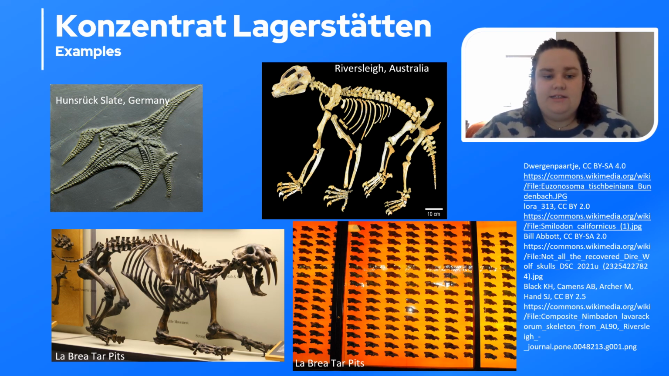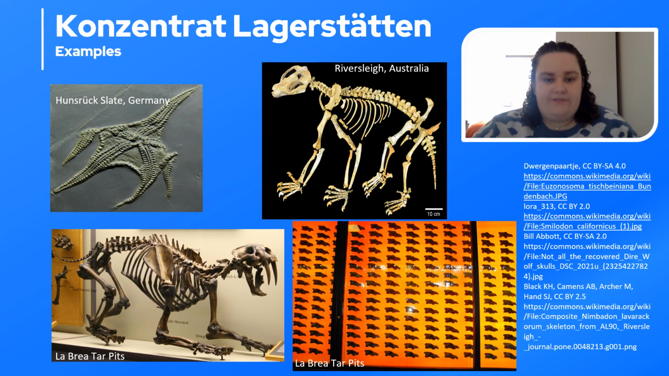So this includes the Hunsrück slate in Germany, where although they are pretty well preserved, there's just a huge abundance of them. Riversley in Australia, which is a cave deposit where quite a lot of organisms fell into the caves and formed these really well preserved cave deposits, so it means that they're all a bit scrambled, but yeah.